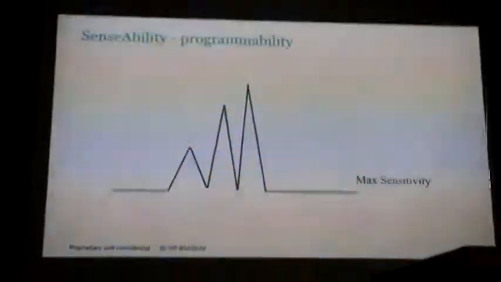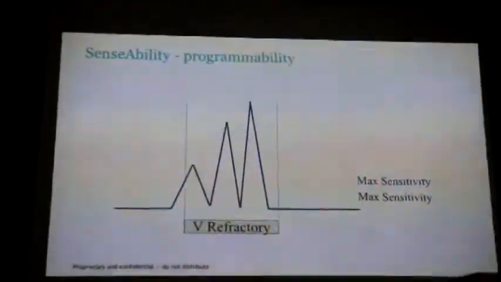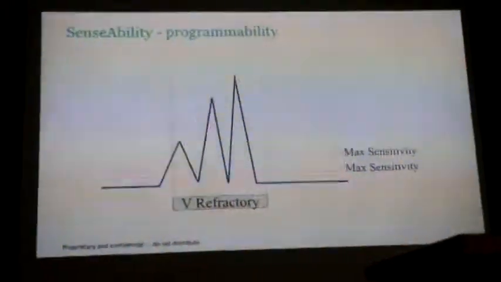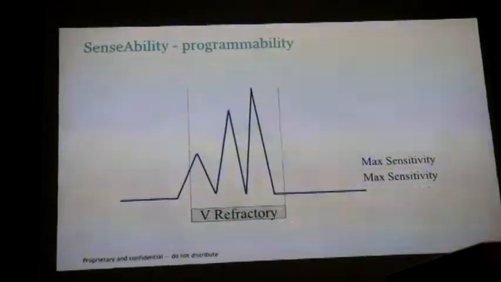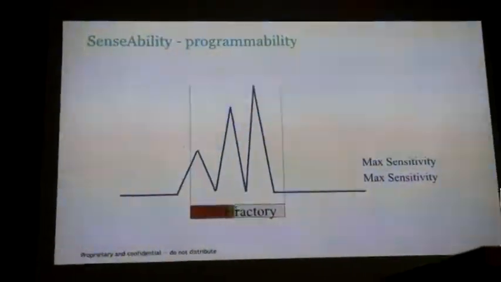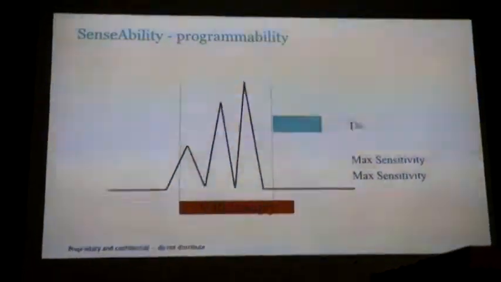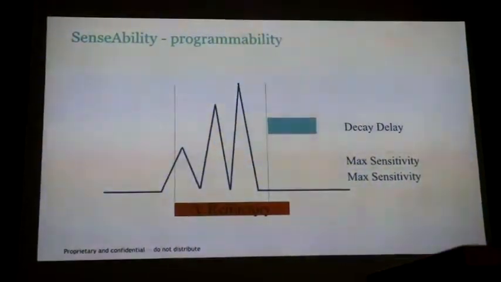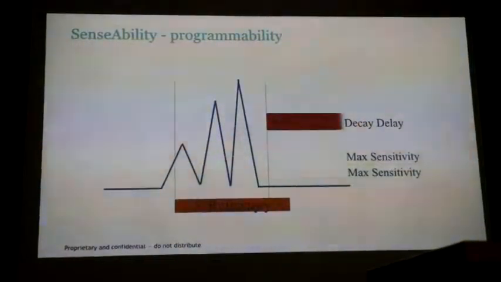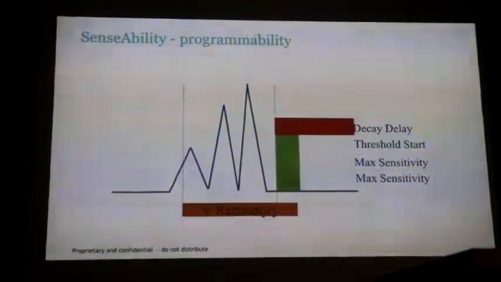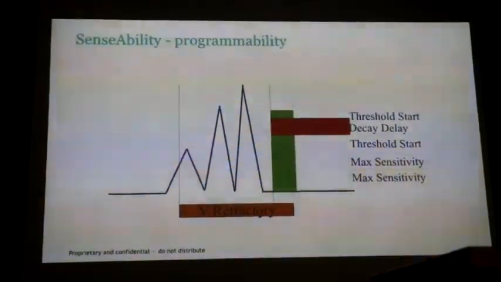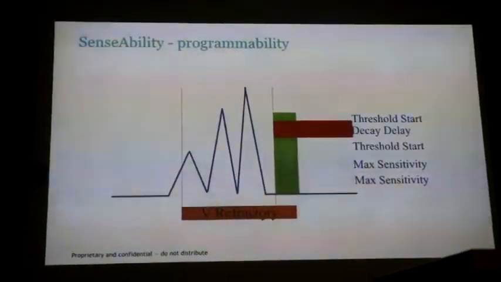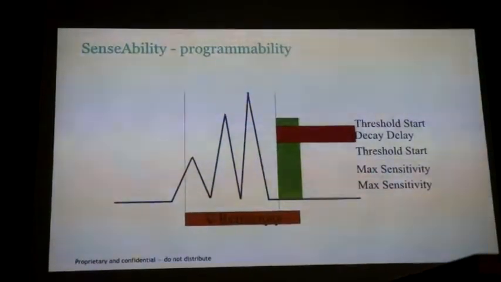So a little bit of a quick review. All these things here are programmable. The maximum sensitivity we can program, we can make that higher. The sense refractory period we can extend, so we can push that out if we want to. The decay delay, remember, it's seeing the R wave and holding it for a period of time at a set sensitivity. We can extend that out as well, and then we can change the threshold start so we can push that up higher as well. This is the sensitivity that it starts at, dependent upon the measured R wave.